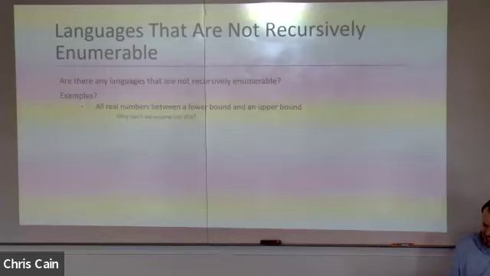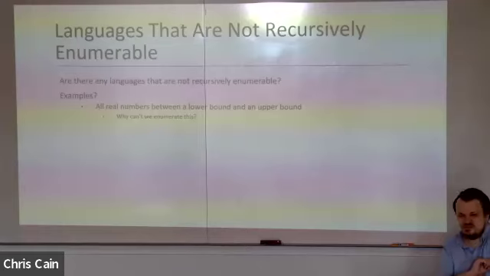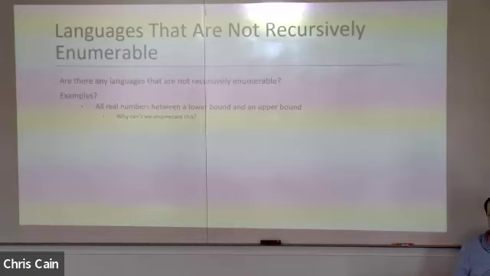Why can't we enumerate it? Well, we have an infinite number, but there are some infinite sets that we could enumerate, like the positive integers or the integers or the rational numbers. We have a really hard time enumerating the reals. In fact, it's impossible to enumerate all the reals, because it's actually a really fun proof.